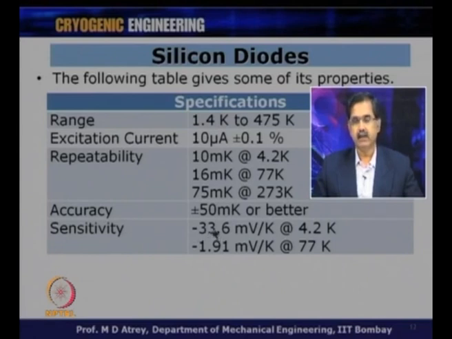Sensitivity is very high, minus 33.6 millivolt per Kelvin at 4.2 Kelvin. So, you can see the sensitivity is high at 4.2 Kelvin as compared to what it is at 77 Kelvin, where the sensitivity is just minus 1.91 millivolt per Kelvin. These are some figures which we have taken from various references. Most of the silicon diodes would have their values around these values only. They are all demonstrative, just representative values basically.